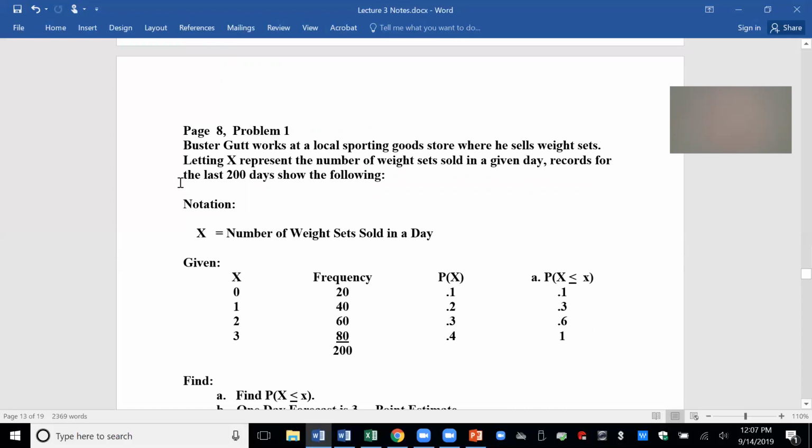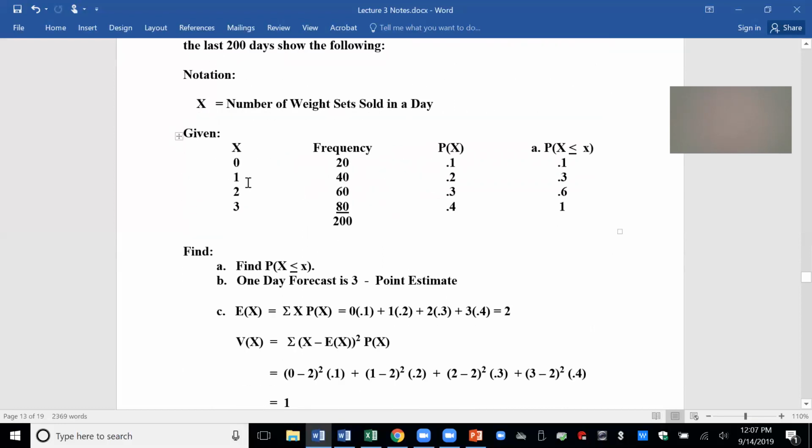Let's look at an example. Problem 1 on page 8. Buster Gutt works at a local sporting goods store and sells, obviously, weight sets, given that name. Letting X represent the number of weight sets sold in a given day, we look at our records for the last 100 days, and we see that we sold either 0, 1, 2, or 3 weight sets. Here are our frequencies. So like we did before, we look at frequencies, and from them we generate probabilities. 20 over 200 is 0.1, 40 over 200 is 0.2, 60 over 200, 0.3, and 80 over 200, 0.4.